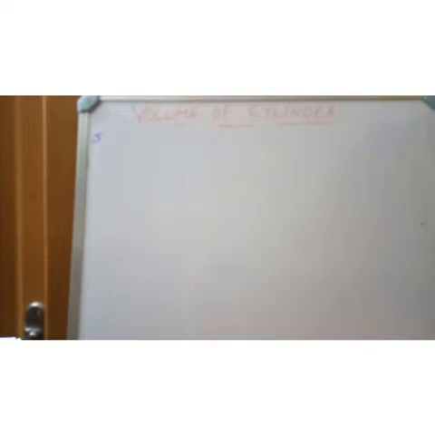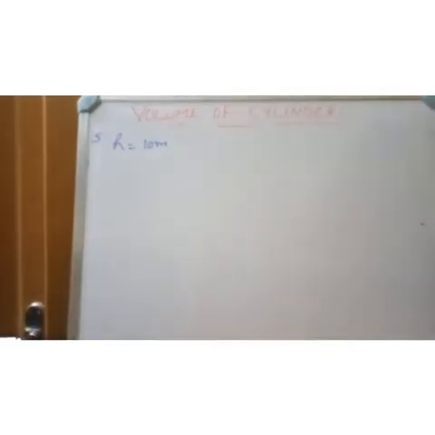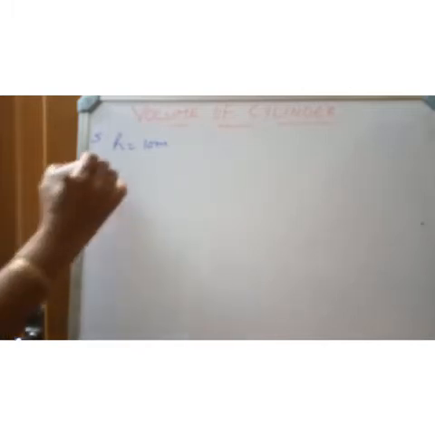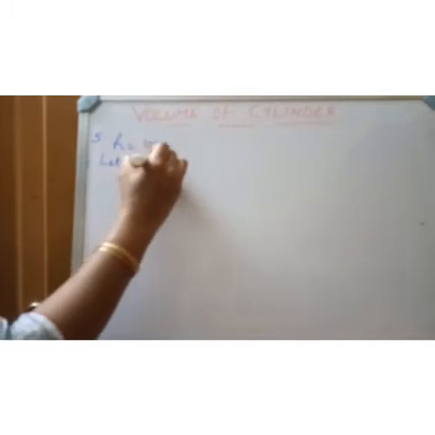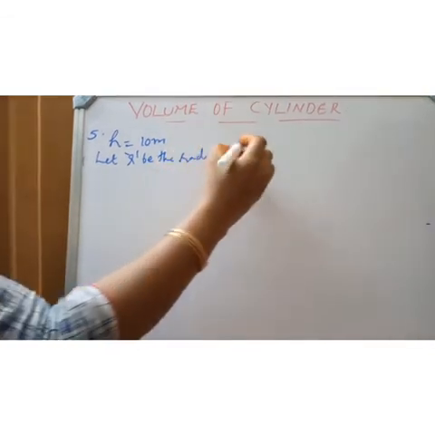So cost 2200, that is equal to what? The curved surface area of a cylindrical vessel of height 10 meter at a rate of rupees 20 per meter square. Okay. So first you must write, given that h is equal to 10 meter. Let small r be the inner radius of the cylindrical vessel.